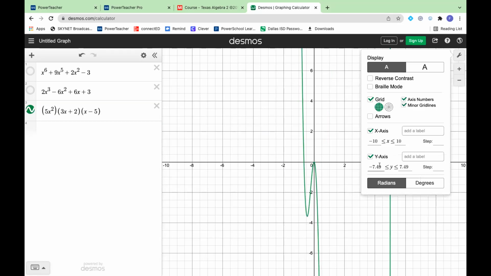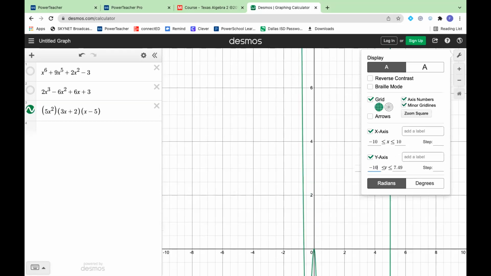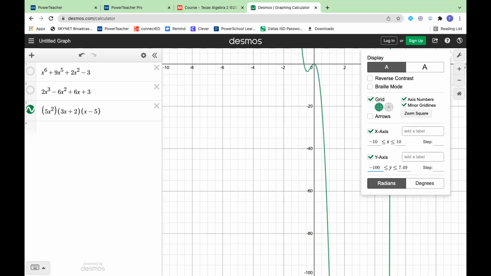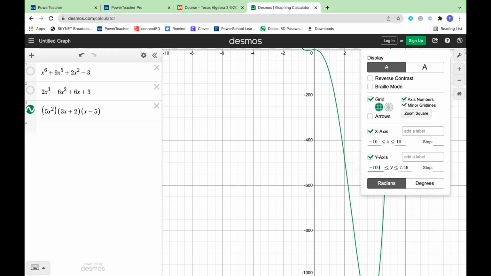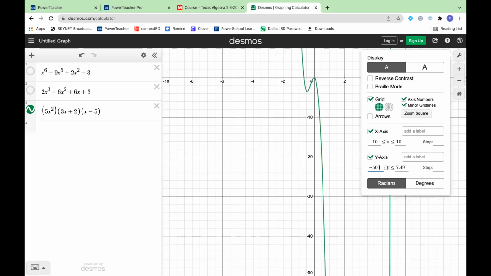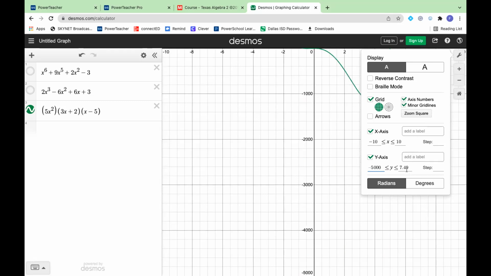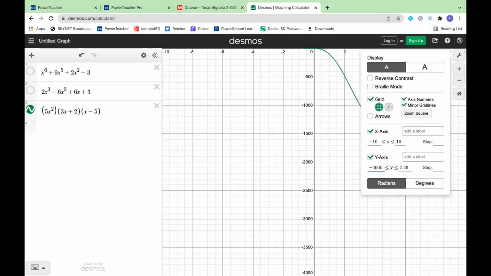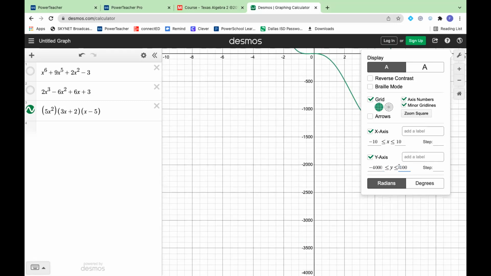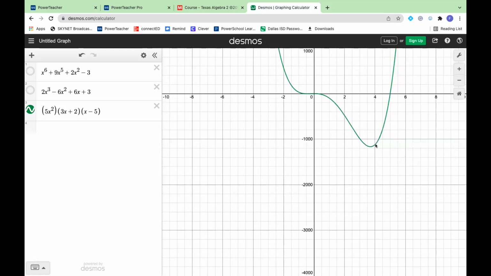The calculator is just going to read it a certain way. I can go ahead and set these settings to be -100, 1,000, or 5,000. There we go. Negative, looks like I can do -3,000. We'll just go to 1,000 here. So that's about what it looks like. Both ends are pointing up.